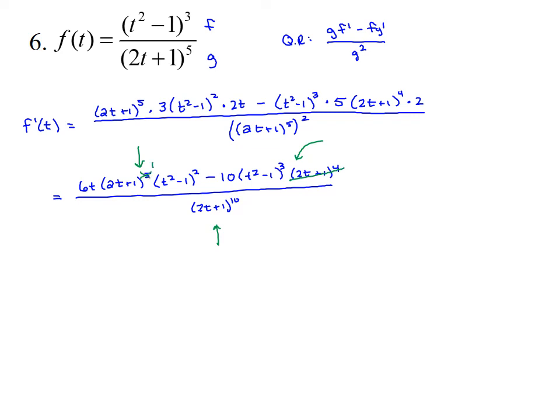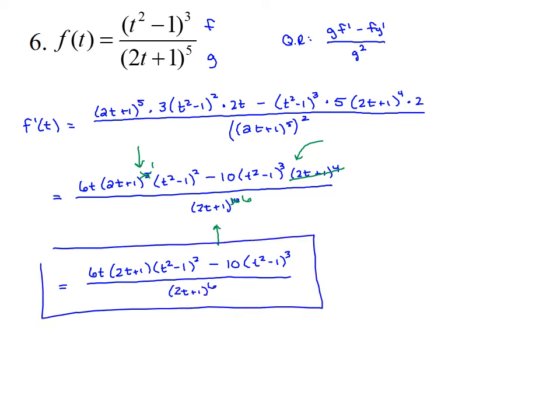You can cancel 4 of these off to leave a first, and 4 of these off to leave a 6, to get a more simplified answer, which will end up being 6t times 2t plus 1 times t squared minus 1 squared minus 10 times t squared minus 1 all cubed, all divided by 2t plus 1 to the 6. That is your answer. That is where you have to do the quotient rule, and inside your quotient rule, we had to do the chain rule twice as part of the definition. So make sure you're comfortable looking at both ways the quotient rule can be involved with chain rule.